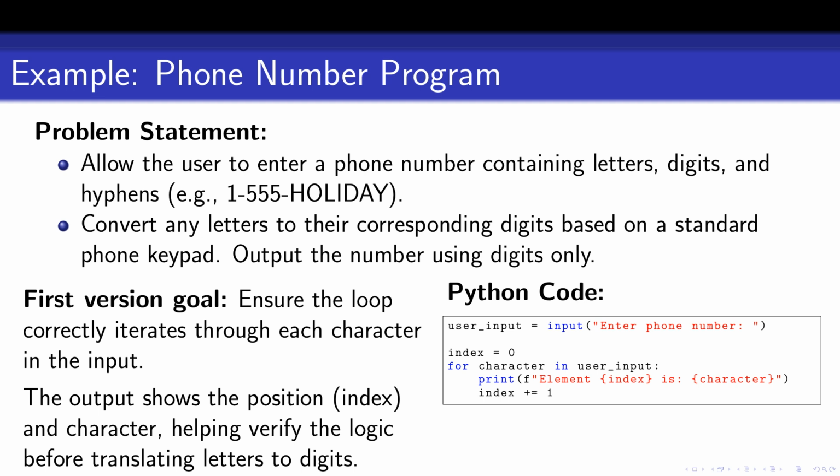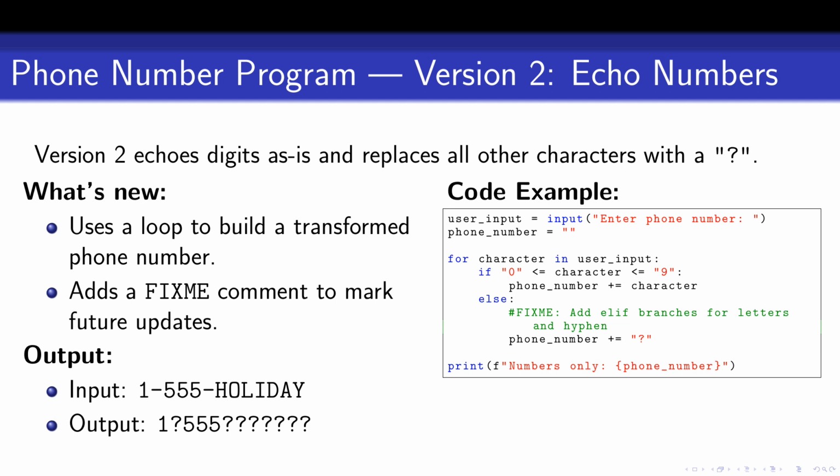It's a textbook example of scaffolding, a method of verifying each building block before moving on to the next. By printing index character pairs, the program makes internal behavior visible, which helps with debugging and validation. This technique is foundational when processing strings or lists, as it ensures the basic loop logic is functioning before any transformation is introduced. The second version of the phone number program builds on the first by beginning the transformation process.